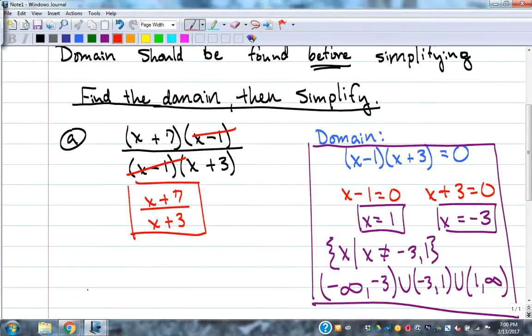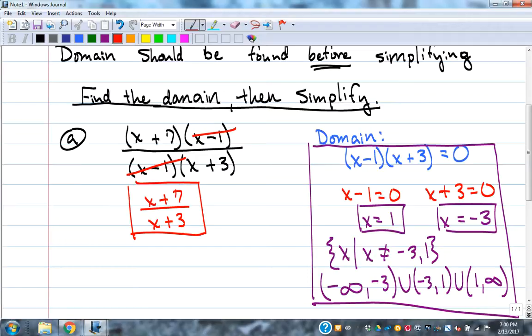So we found the domain. We set the denominator equal to 0 and solved each of those. That got us the things x couldn't be. And then we simplified by canceling the matching factors out. So this one was already factored for us. They're not going to be. So that's it. Then that would be the final answer.